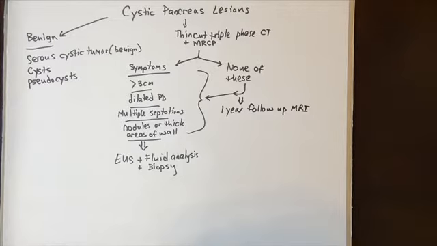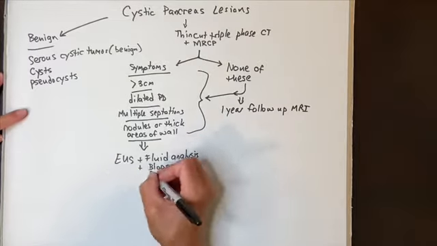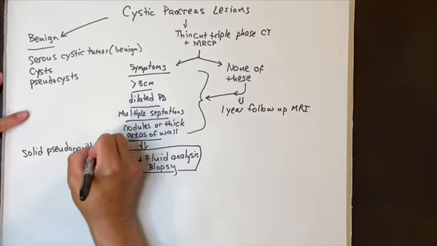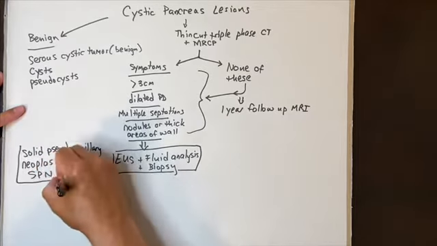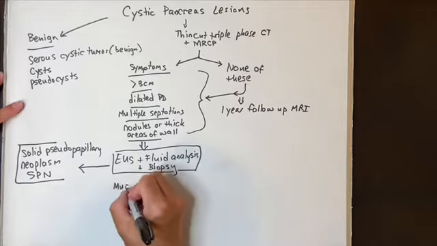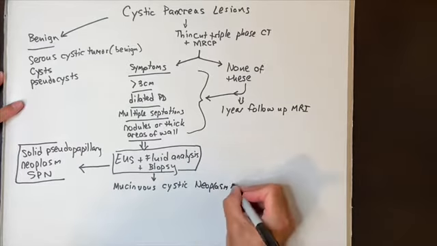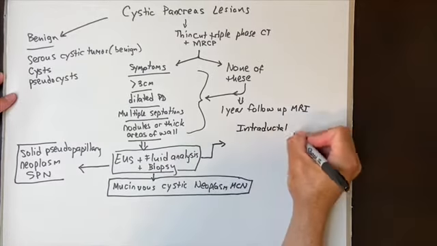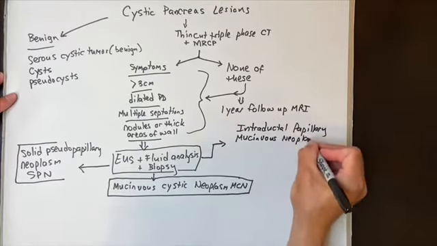If you end up doing the EUS and you think it's benign, still follow with imaging, but you could resect if the diagnosis can't be determined at this point, or if it's large or has symptoms. There are 3 cystic neoplasms with malignant potential to know about: solid pseudopapillary neoplasm, or SPN, mucinous cystic neoplasm, or MCN, and intraductal papillary mucinous neoplasm, or IPMN.